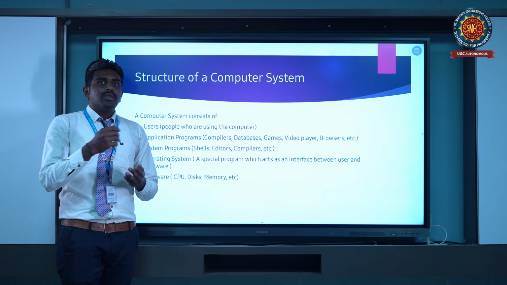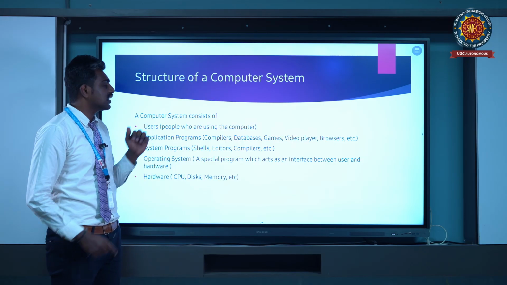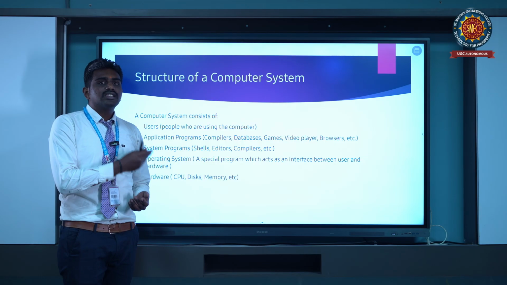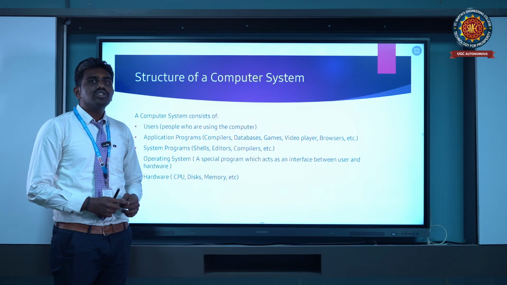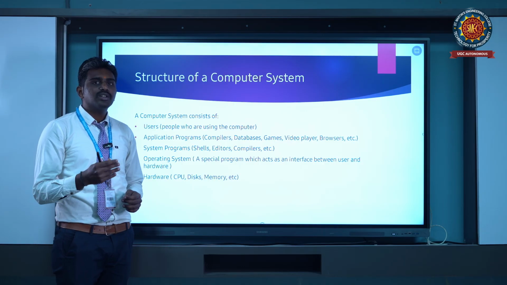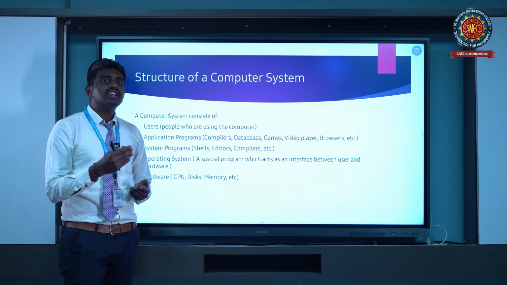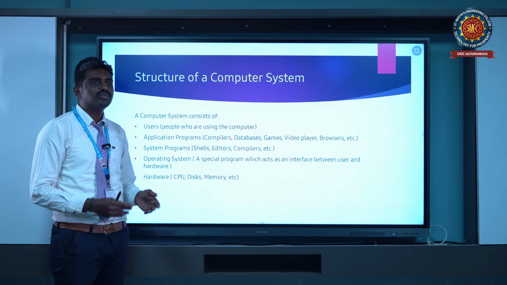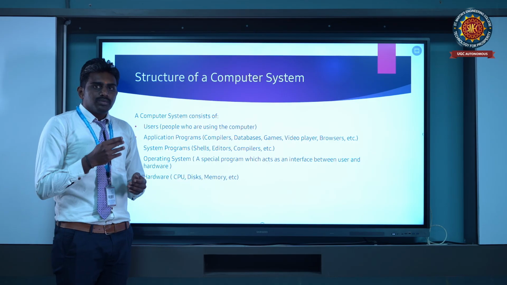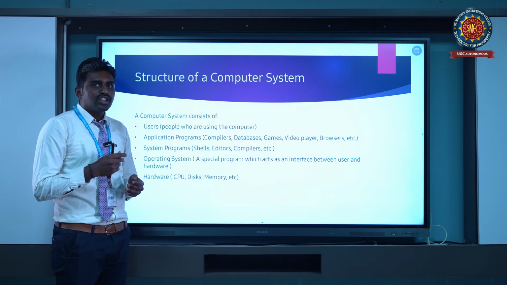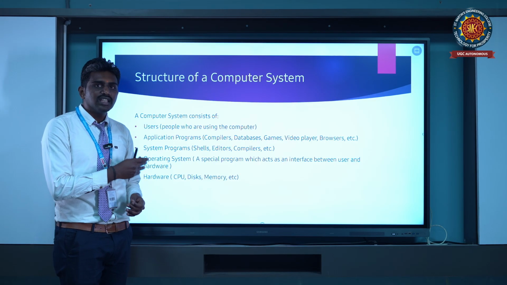Next, the structure of a computer system. A computer has multiple structures in it. First is the user. Who is the user? The one who can handle the system is called the user. Next we will see the application programs. Application programs are compilers, databases, games, video players, and browsers. These are the application programs in an operating system. Next, system programs. Some system programs implemented in the operating system are the shell, editor, and compilers. These are called system programs.